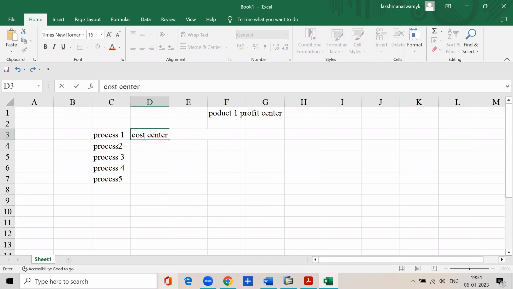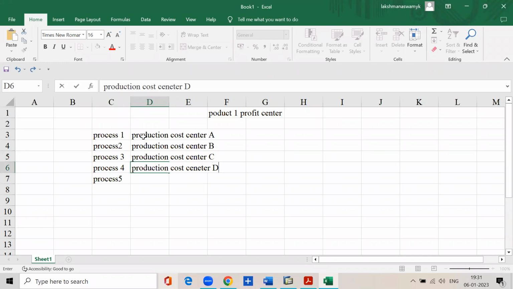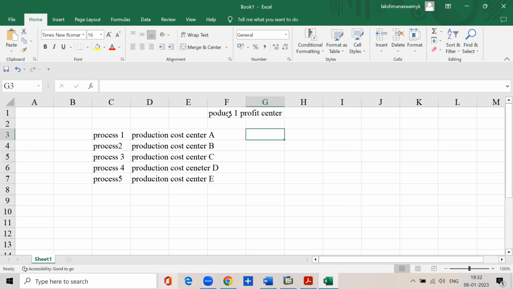Let us say cost center A, then cost center B, or you can say production cost center A, production cost center B, production cost center C, production cost center D, then production cost center E. So for 5 processes we create 5 production cost centers, right? Then this product 1 is passing through all these 5 production cost centers.